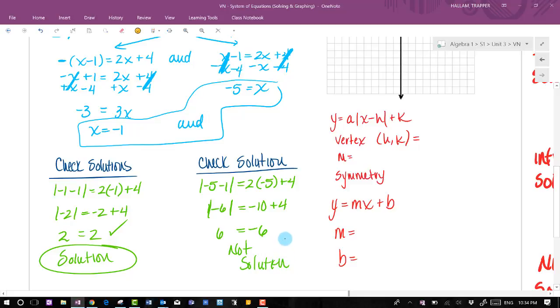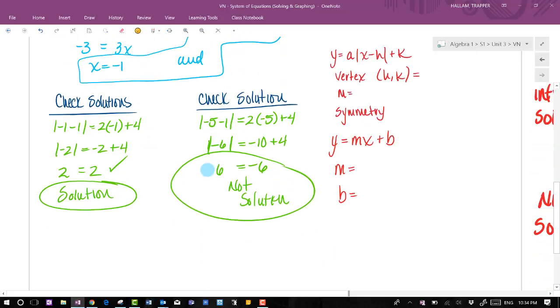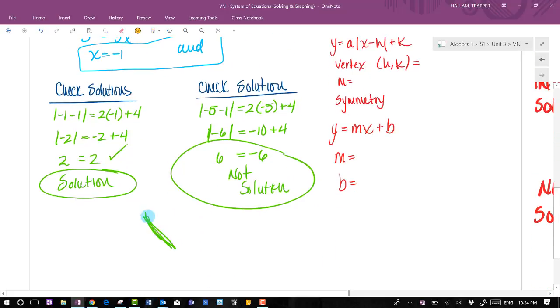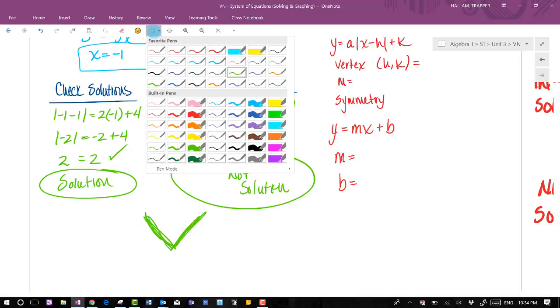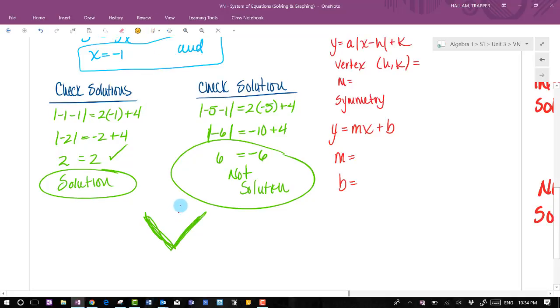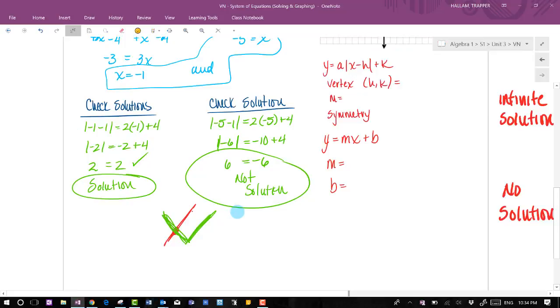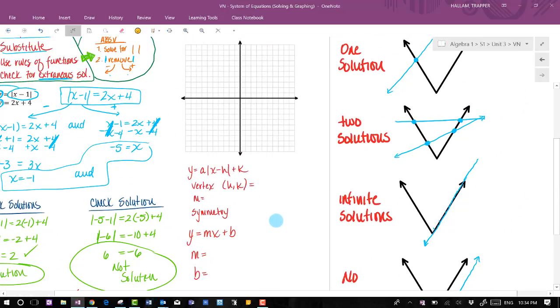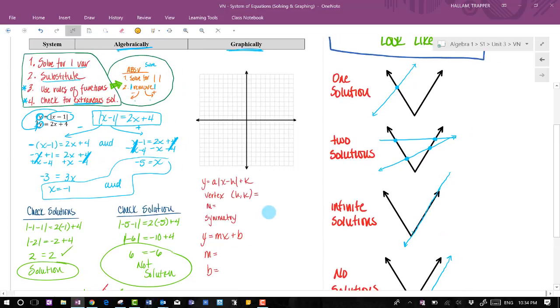Since that's not a solution, what we're thinking in our head is that we must have a form with an absolute value and a linear function that must be intersecting at only one location. That's what we're going to see when we graph these. All right, so let's solve this a different way. Let's solve this visually using a graph.